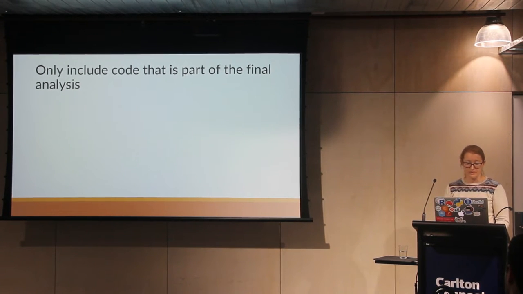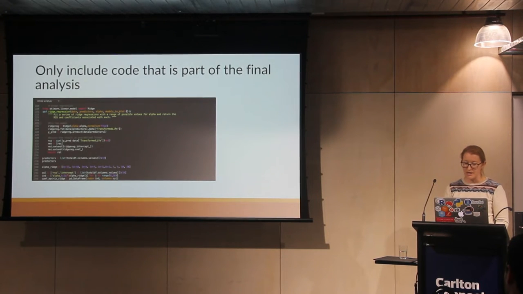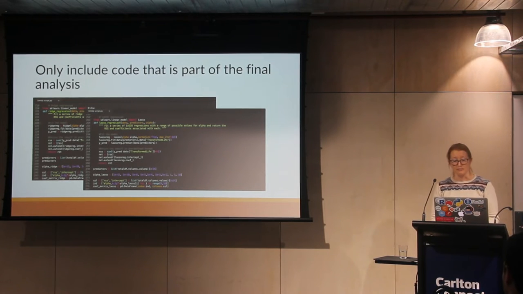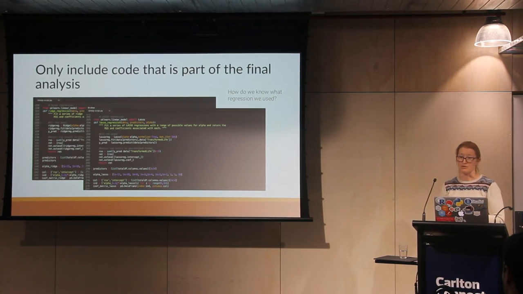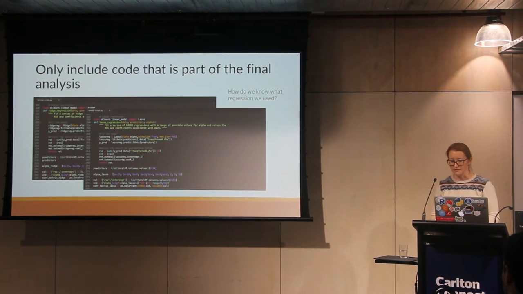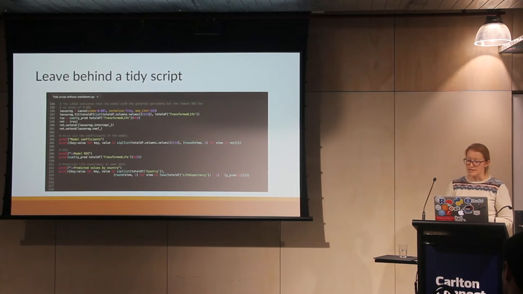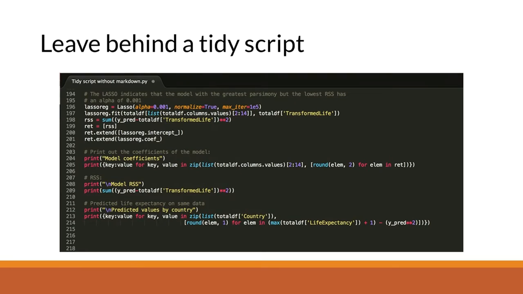So for example, in this Python script, I tried out both a ridge regression and a lasso regression. And in this untidy script, I've left both of them in. So it means that when I come back, I actually have no idea what my final model is, and obviously that's not very helpful. So the first step to understanding what you did is leave behind a tidy script with only those analyses that were used for your final report or whatever your end product was. So it is a really boring step, but it's quite essential in reproducibility.